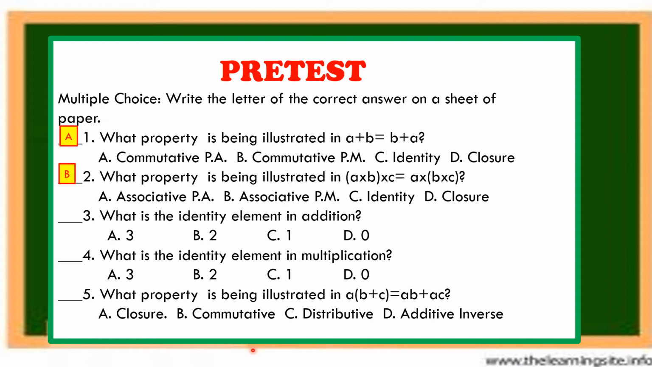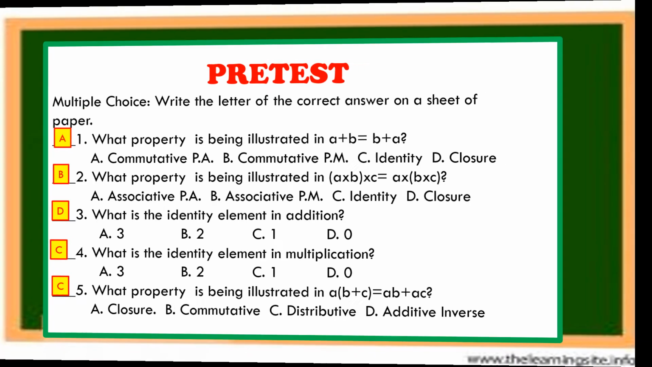For number 3, it is the identity element in addition. What is the answer? The answer is letter D, 0. For problem number 4, the identity element in multiplication. What is the answer? The answer is letter C, that is 1. For the last number, what is our answer? The answer is letter C, distributive property.